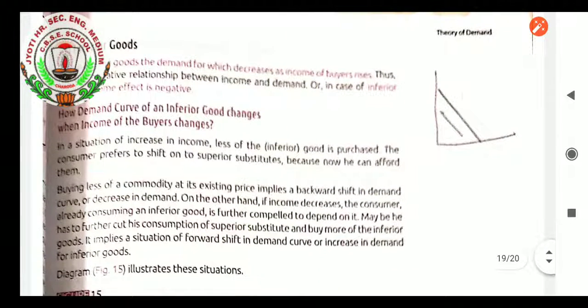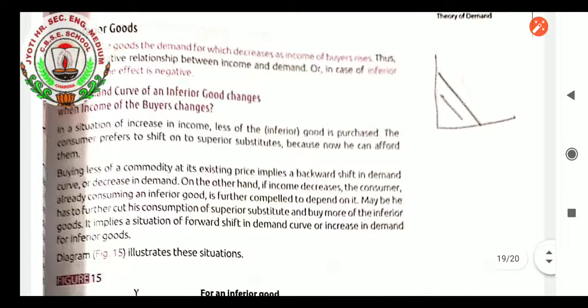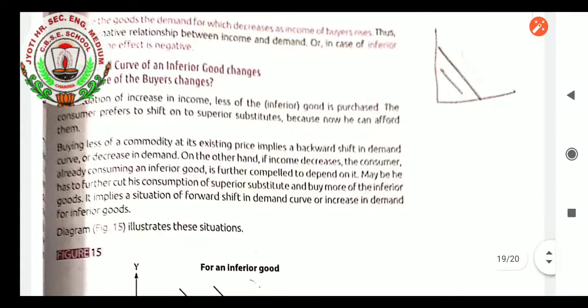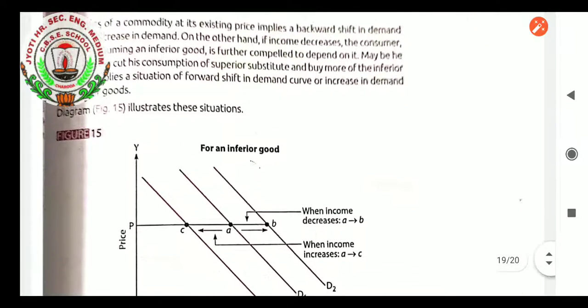How does the demand curve of an inferior good change when the income of the buyer changes? In a situation of increase in income, less of the inferior goods is purchased. The consumer prefers to shift to a superior substitute because now he can afford it. Buying less of a commodity at its existing price implies a backward shift in the demand curve, or a decrease in demand. On the other hand, if income decreases, the consumer already consuming an inferior good is further compelled to depend on it. Maybe he has to further cut his consumption of the superior substitute and buy more of the inferior good. It implies a situation of forward shift in the demand curve, or increase in demand for inferior goods.